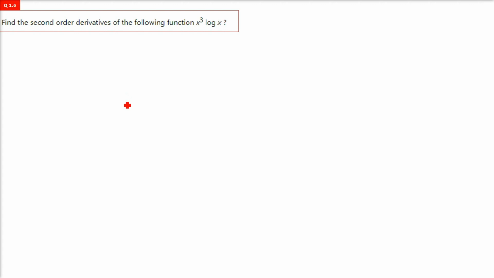Find the second order derivatives of the following function: x cube log x. Okay, see x cube log x, this is quite simple. If you want to just go ahead. X cube log x. So I'll not write all that we have differentiated with respect to x. I hope that you'll be able to write it. So let us differentiate it, find out the y prime or dy by dx.